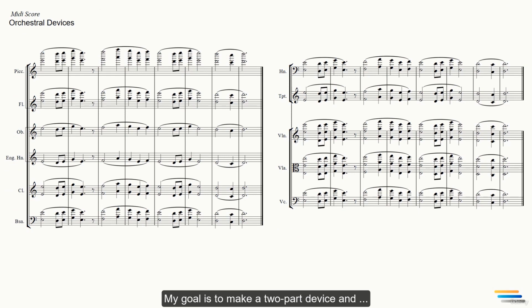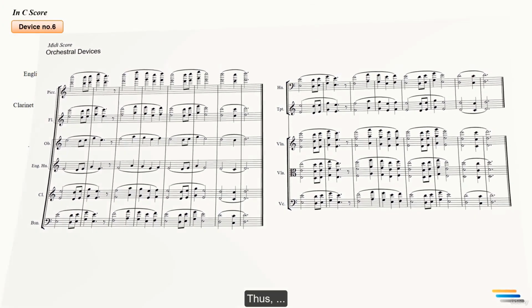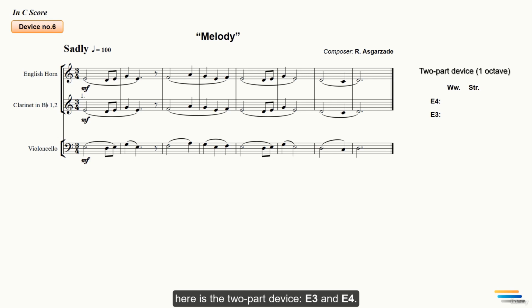My goal is to make a two-part device and add a sad emotion to this melody using some instruments. Generally, the cello, bassoon, English horn, and oboe are best suited for mournful textures. Thus, here's the two-part device, E3 and E4. I make an ensemble device that contains fewer instruments.